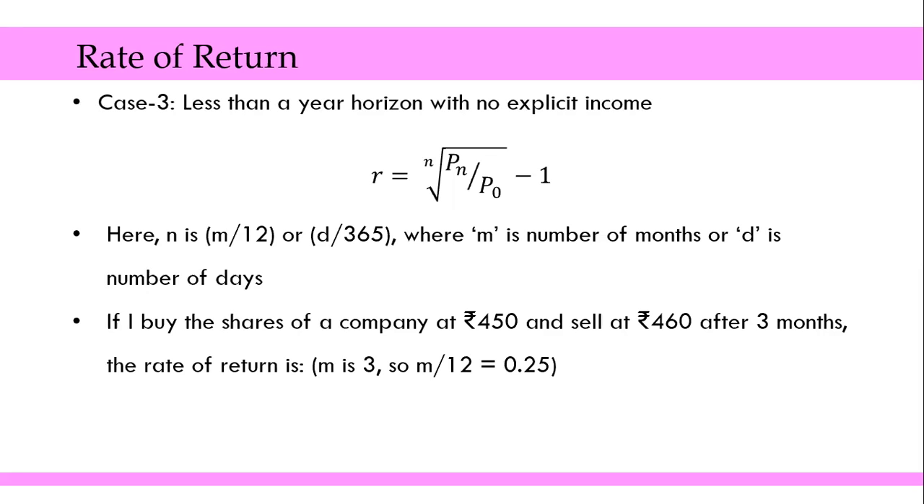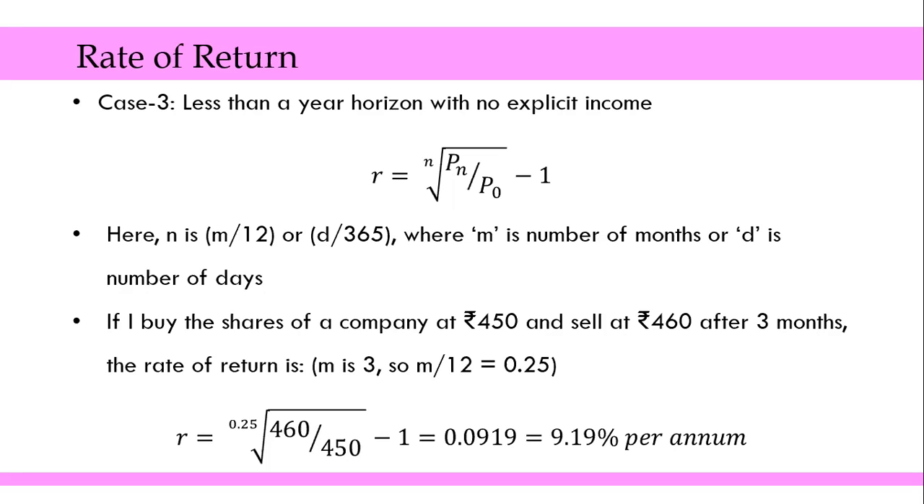So let's look at an example. If I buy the shares of a company at rupees 450 and sell at rupees 460 after 3 months, and I am assuming there is no dividend payment during this period, the rate of return is, here you can see m is 3, which is expressed in terms of month. Therefore, m by 12 is equal to 0.25. And if we apply the formula, it will be 0.25 root of 460 divided by 450 minus 1, which is equal to 9.19% per annum. Let us now go to case 4.